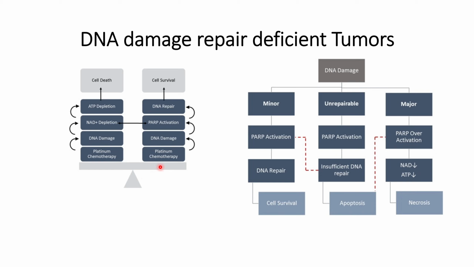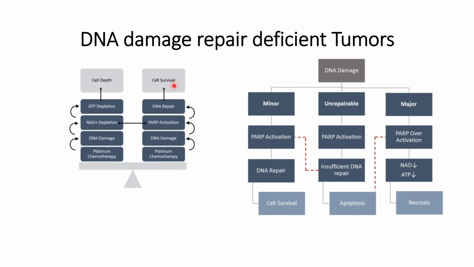that is platinum chemotherapy. So what platinum chemotherapy does: in order to repair DNA damage, there is a signaling pathway that needs to be activated. That is PARP activation. And this PARP activation will lead to DNA repair, and then cells will survive.